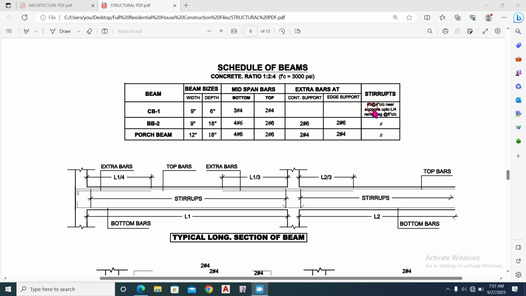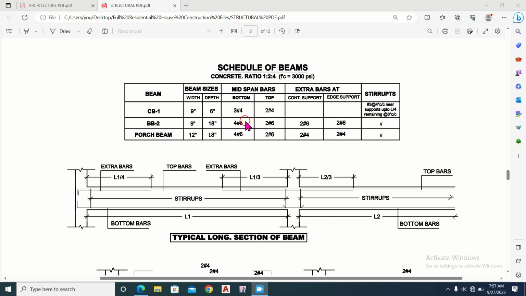And stirrups that we have to provide in the concealed beam is number 3 bars at the rate of 4 inches center to center, and this is near the supports up to L by 4. L is the length of the beam, and we have to divide by 4. The value came from this. We have to provide the reinforcement at this rate, and after this L by 4 length of the beam we have to provide number 3 bars at the rate of 8 inches center to center.